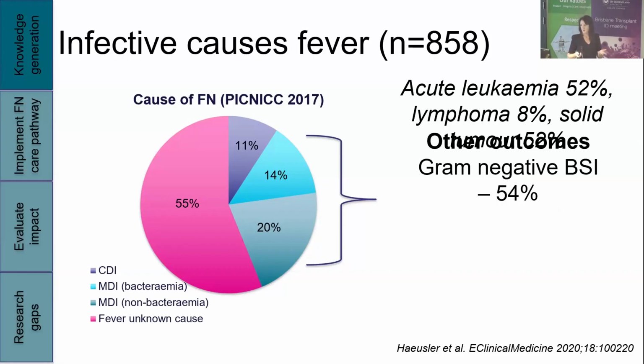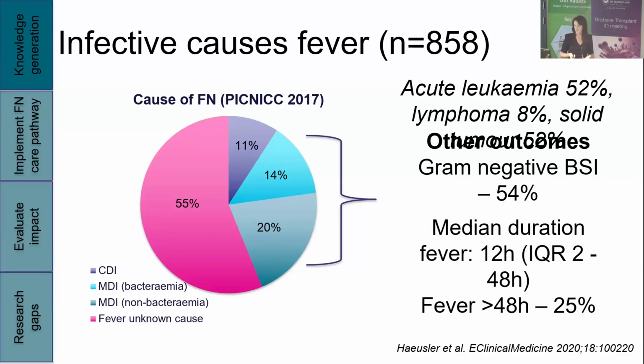Regarding the types of bloodstream infections, about half of them were gram negative. We were also able to look at how long these children were febrile for, and this is all data that's gone on to inform other studies. So the median duration of fever in these patients was 12 hours, and the traditional prolonged fever. A quarter of patients are having fevers greater than 48 hours, and it dropped down to about 15% greater than 72 hours. And outcomes were really good.